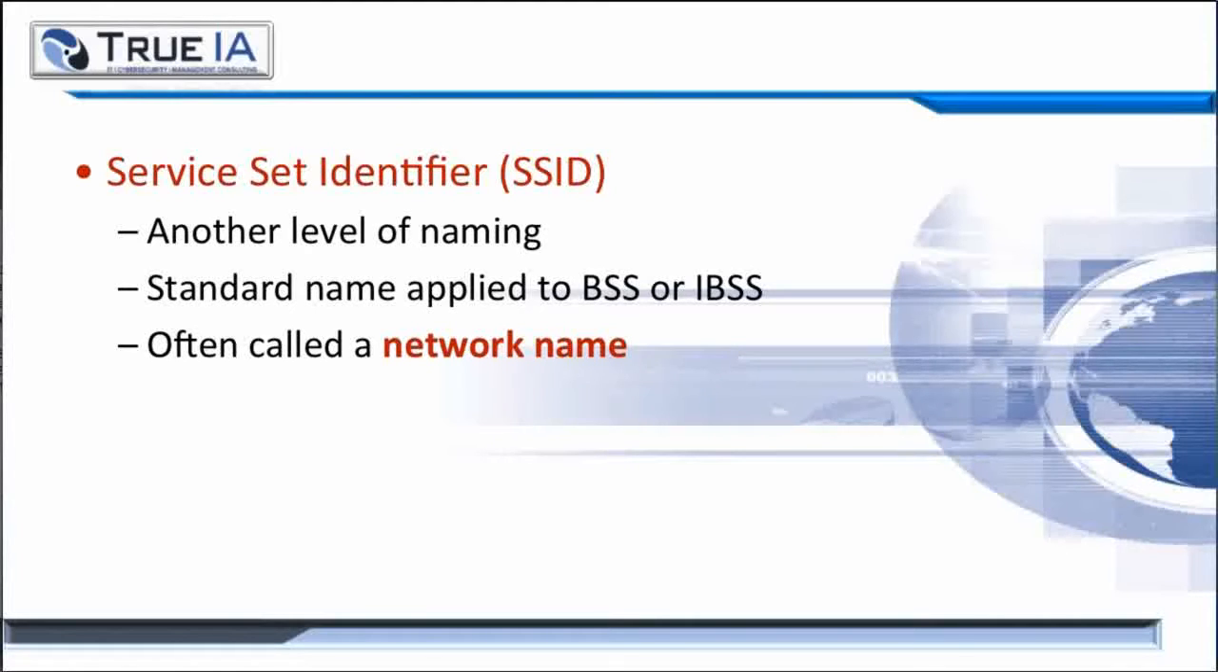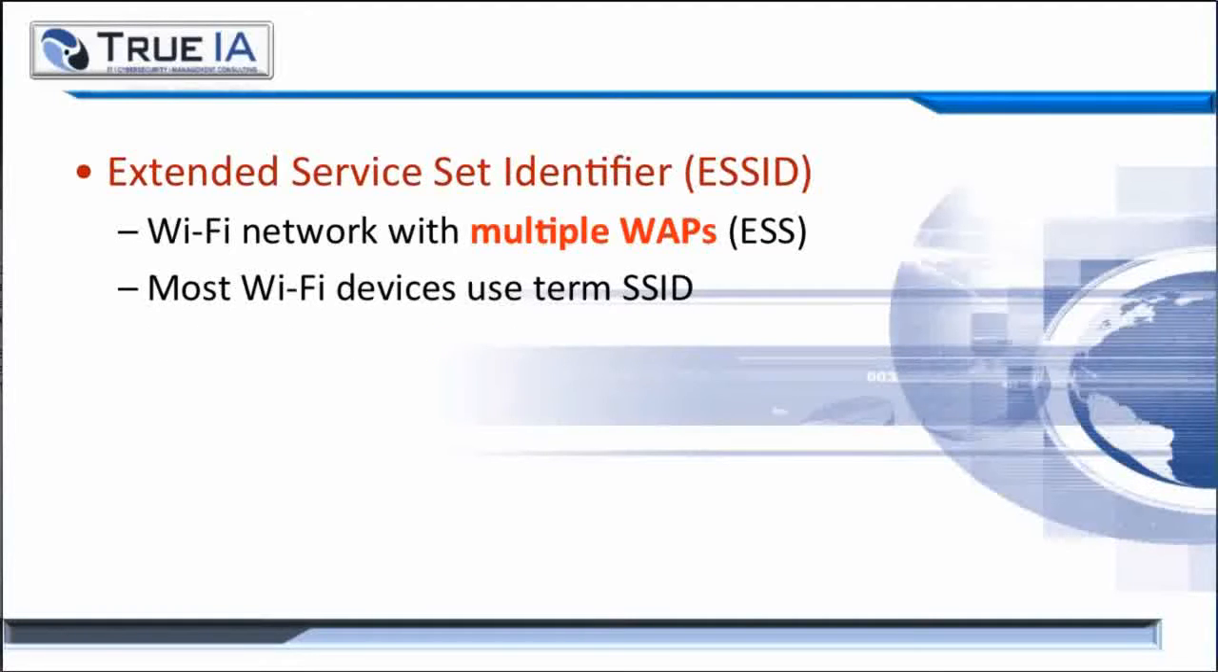So the service set identifier itself is nothing more than the network name. It's just a standardized name that has been applied to all different types of modes, whether it be BSS or IBSS. Again, with the extended service set identifier, you're going to deal with multiple WAPs, multiple wireless access points, servicing multiple clients. Most Wi-Fi devices still use the term SSID regardless of the mode that they operate in.